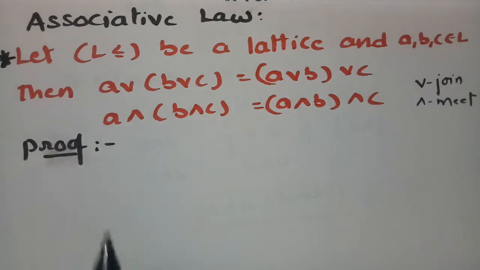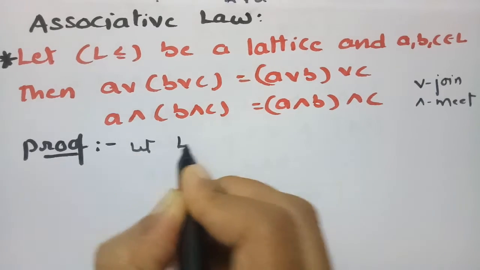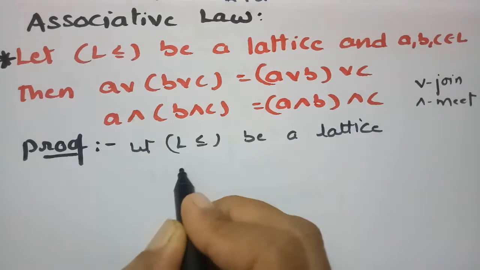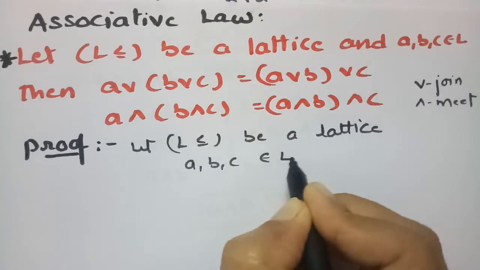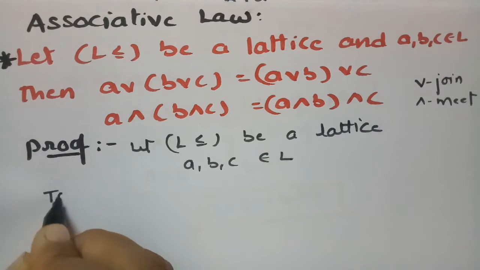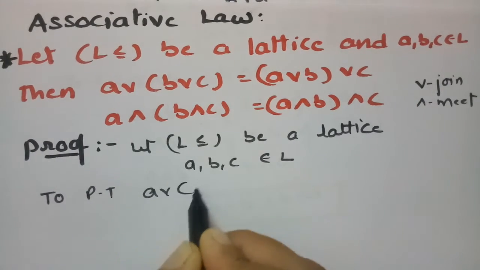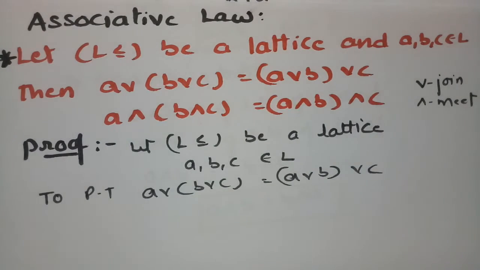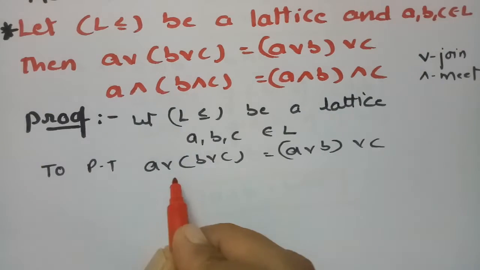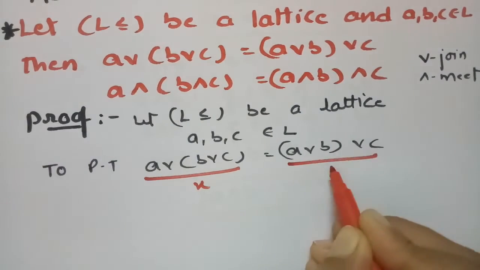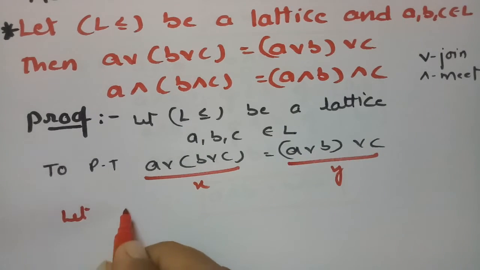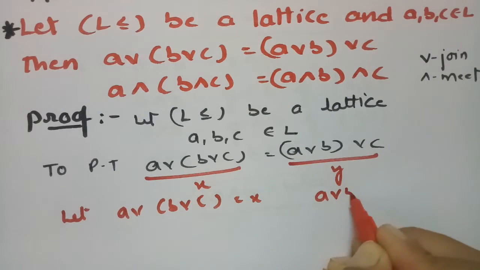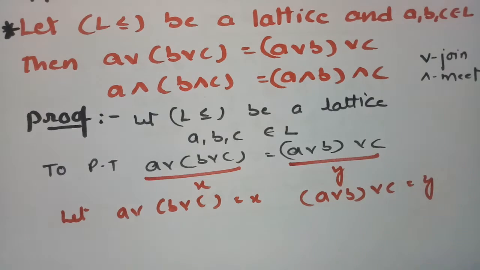So let me tell you what is given here. Let L less than or equal to be a lattice. And from this finite set I have taken A comma B comma C belonging to the set L. Now what do I have to prove? A join (B join C) is equal to (A join B) join C. I have taken one side as X and the other as Y. Let us suppose A join (B join C) is equal to X, and (A join B) join C is equal to Y.